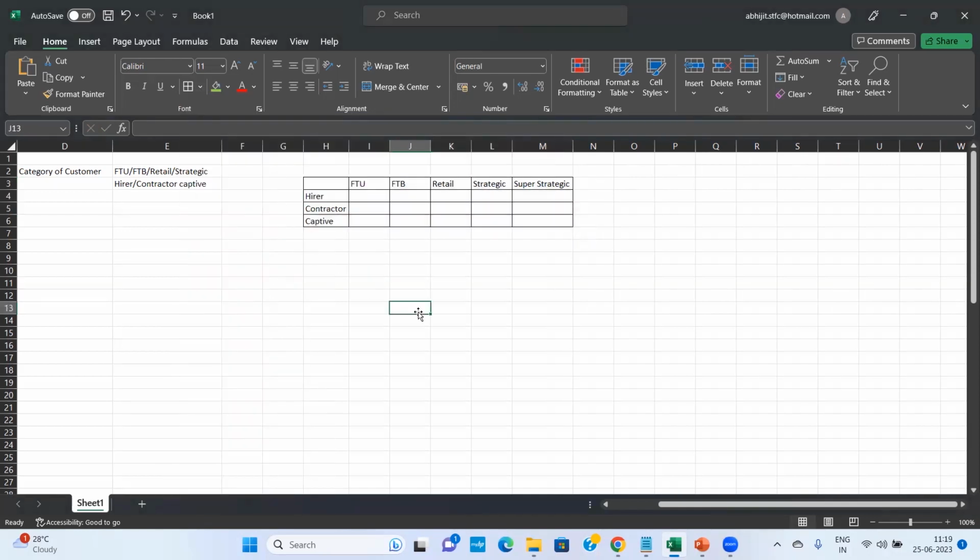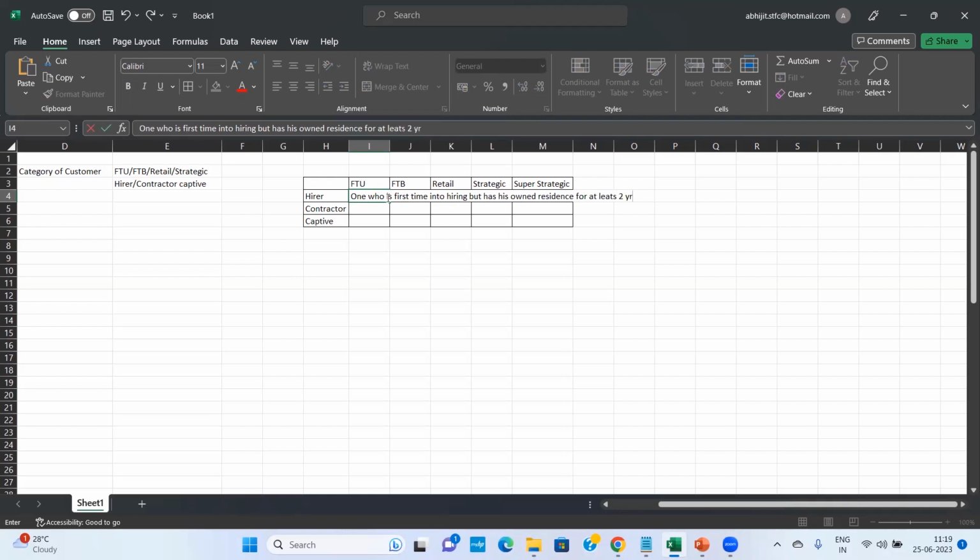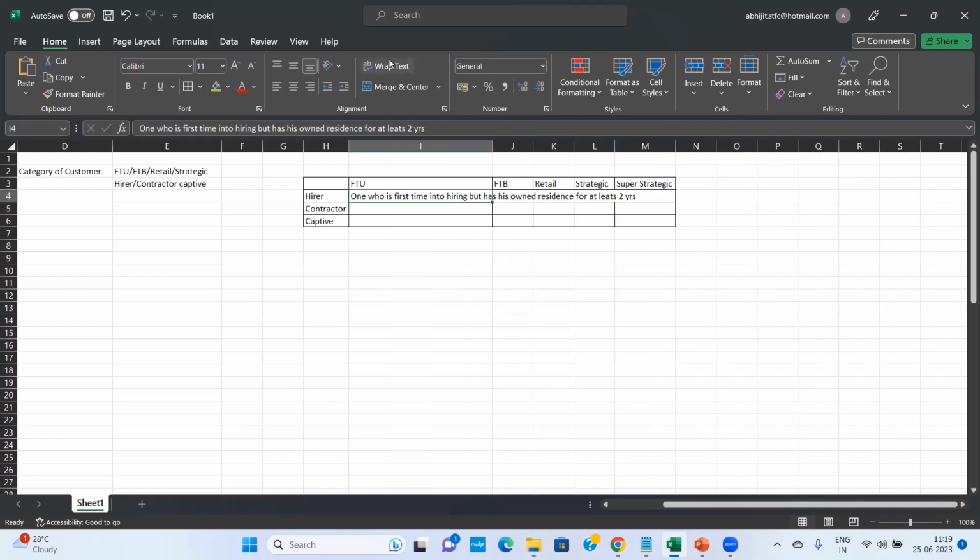It becomes a matrix kind of structure, right? Now you will determine what is meant by higher FTU for you. What is the basic criteria you need for a hirer with an experience or a hirer without an experience, one who is first time into hiring but has his own residence for at least 2 years? It can be a norm, right? You can make a norm like this.